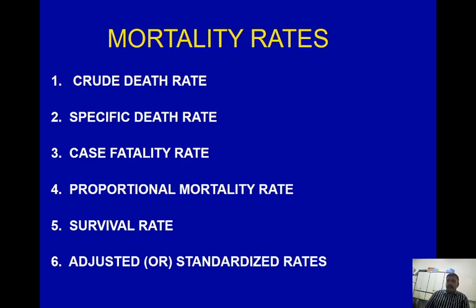So mortality rates, basically, you have various rates of mortality, and we'll discuss each one of them as we go on. There is the crude death rate, the specific death rate, the case fatality rate, the proportional mortality rate, the survival rate, and the adjusted or standardized rates. So let's take each one of them and try to discuss what they are.